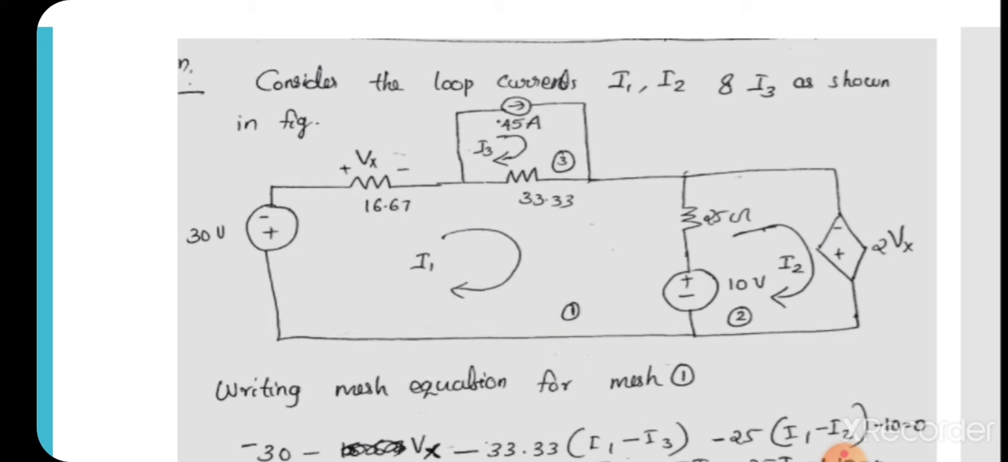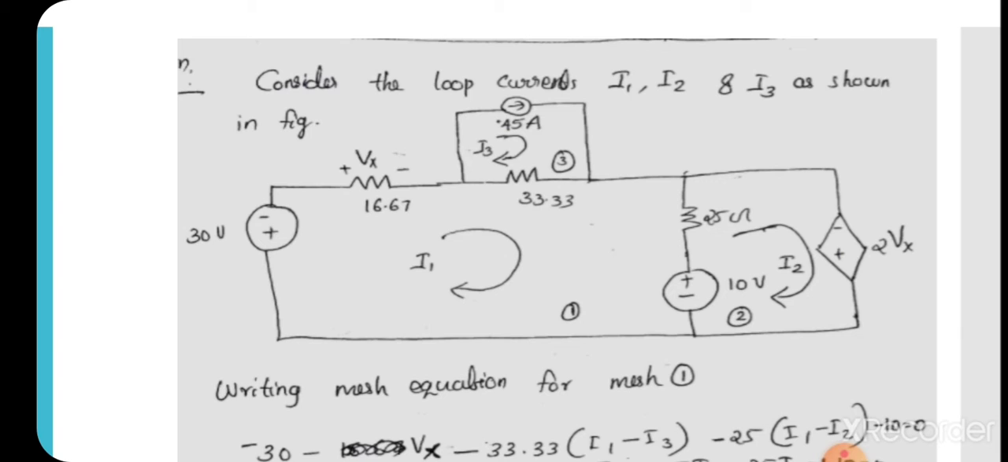I am marking the loop numbers as 1, 2 and 3, okay? Loop 1, loop 2 and loop 3 are marked. Then loop currents are assumed as I1, I2 and I3. For loop 1, the loop current is I1. For loop 2, the loop current is I2. For loop 3, the loop current is I3. So the second step is finished. And what is the next step?